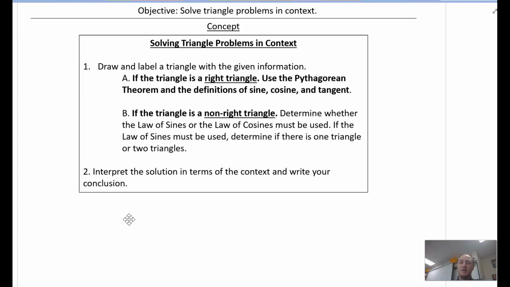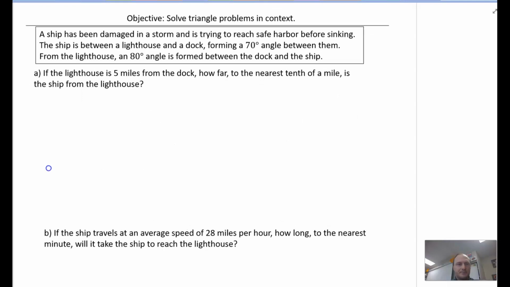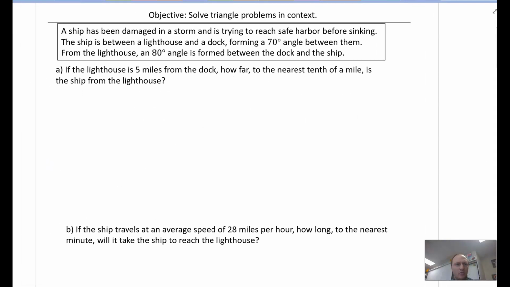If the triangle is not right, we have to determine: am I going to use law of sines? Do I have that relationship between an angle and a side? Or do I have to use law of cosines? And then step 2 says interpret the solution in terms of the context and then write your conclusion, meaning we're going to have to write in a complete sentence. Okay, so let's look at our first example here. I recommend annotating, always trying to highlight or underline key information.